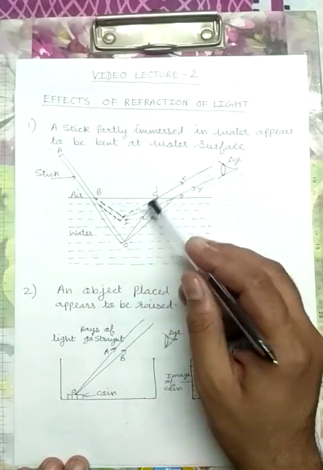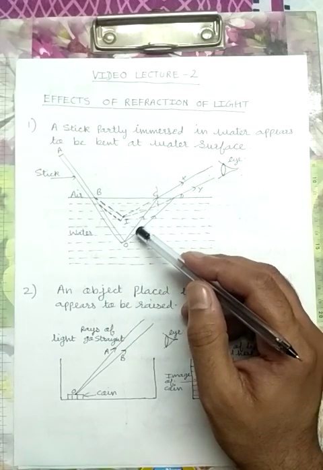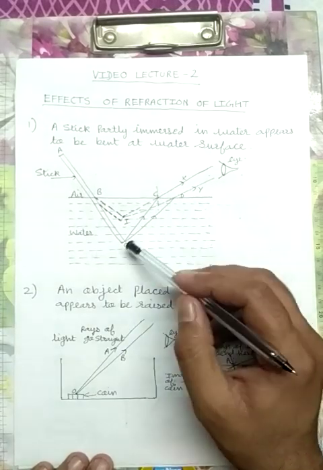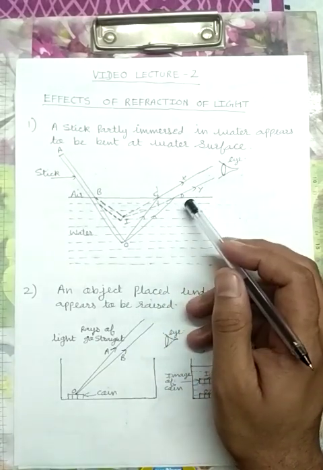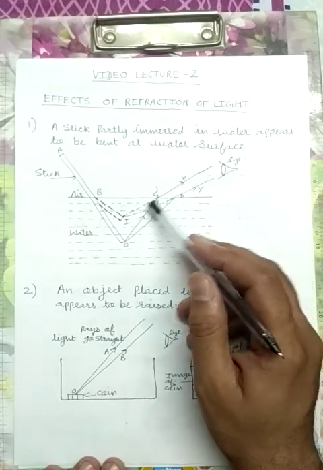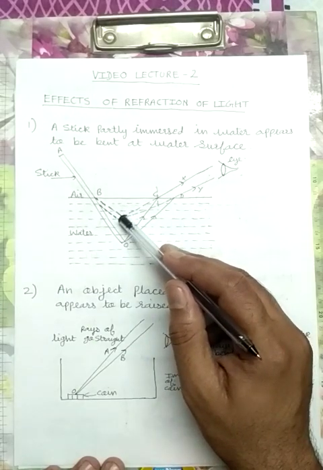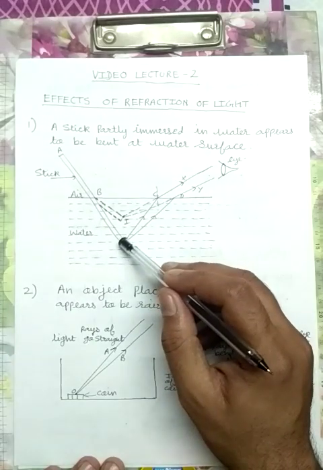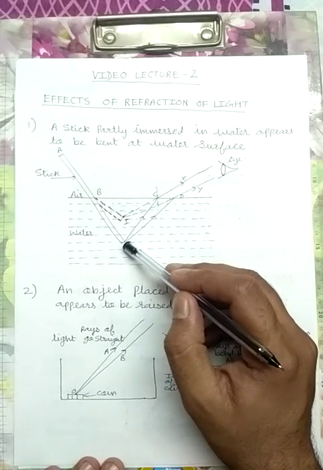Now light ray OC passes from water into air, so its refraction will take place. It will be refracted in direction CX. Similarly, there is another light ray OD which is passing from water into air, so it also gets refracted in direction DY. If these two refracted rays are produced backwards, they appear to meet at point I. So I is the virtual image of the lower end of stick AO, that is of O. Now I is closer to the surface of water in comparison to O.